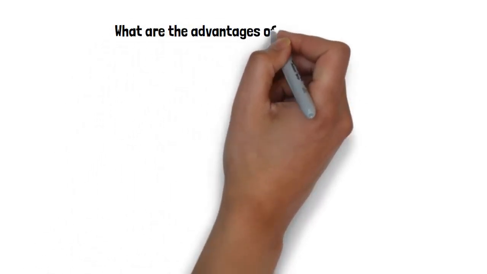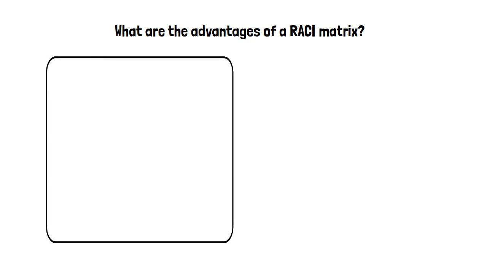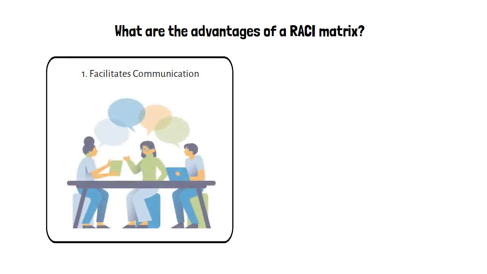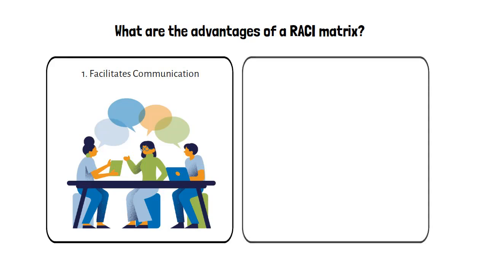What are the advantages of a RACI matrix? Having a RACI matrix in place provides many advantages to a project manager. Below are a few of them. 1. Facilitates communication. Having a RACI matrix in place facilitates communication throughout the life cycle of a project. It helps to streamline communication and facilitates decision-making within the organization.